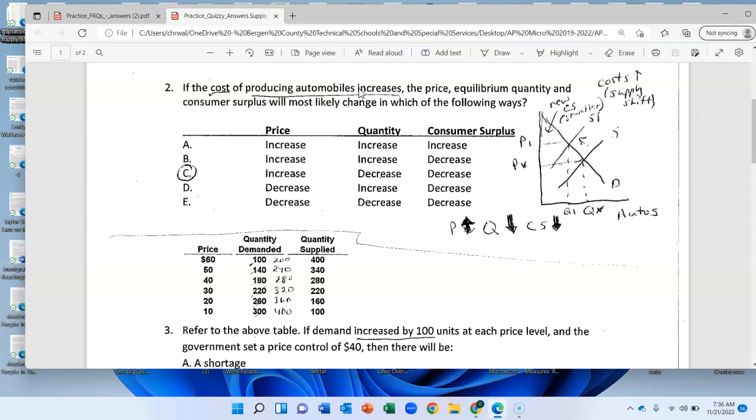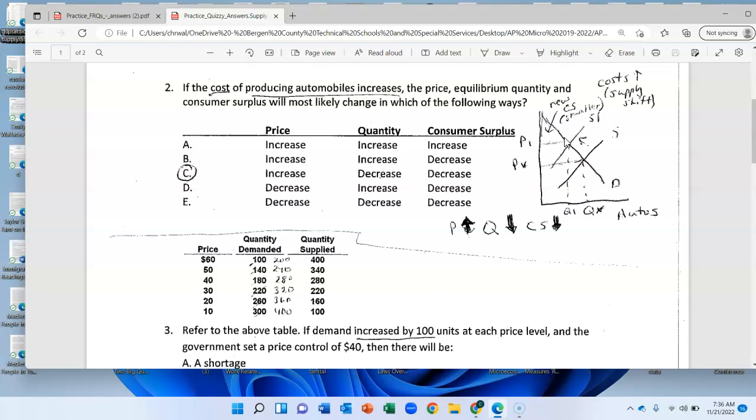If the cost of producing automobiles increases, supply shifts left. The equilibrium price, quantity, and consumer surplus are going to change in which of the following ways? Well, if I demonstrate this leftward, or upward, supply shift, I can easily see that the equilibrium price is going to be greater. I also can see that the equilibrium quantity is going to be lower than it was before.